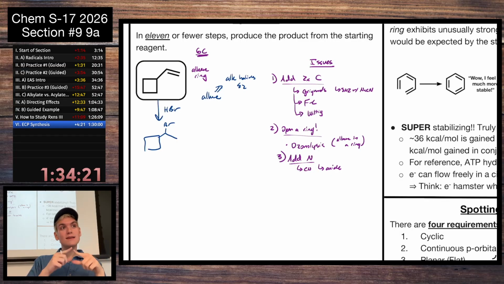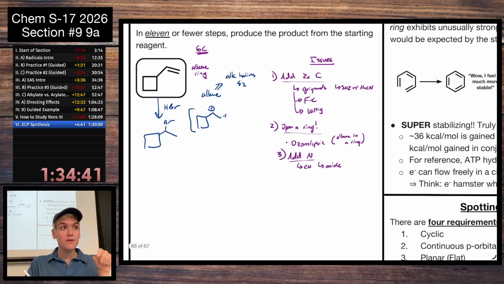Do we form a cyclic intermediate with a bromonium, or do we do a carbocation? Carbocation. And anytime we are doing a carbocation, what do we have to do? We have to check for rearrangements. So we add our H, we have a carbocation. Is this going to rearrange?